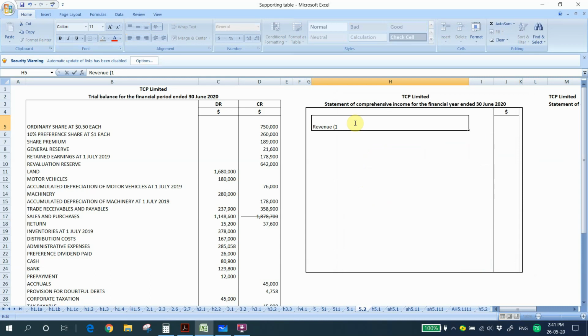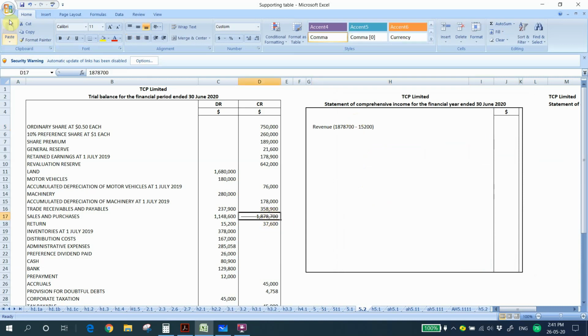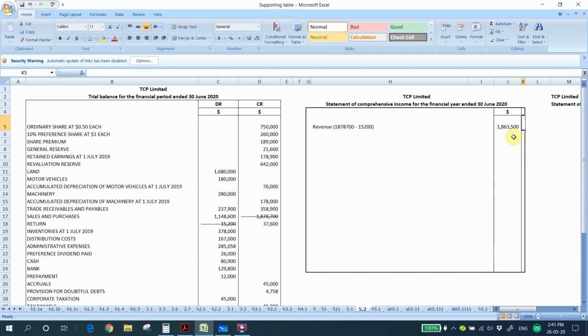So 187,700, and then this amount will minus our return inwards. Return inwards is this one. So we use 187,700 minus 15,200. So we get 1,863,500, and then we have to minus our cost of goods sold.